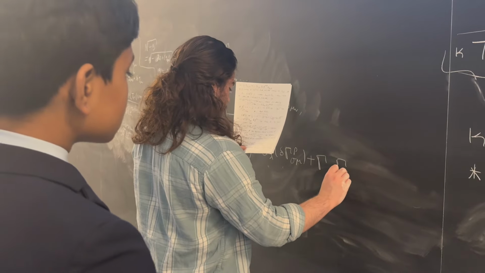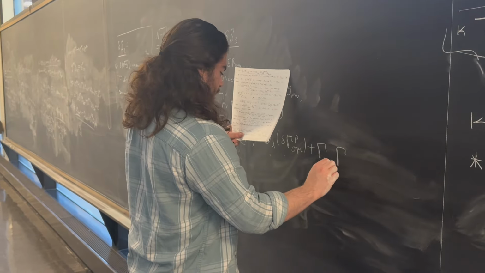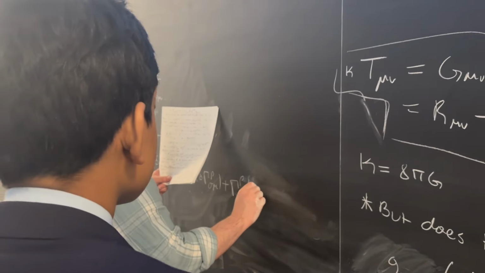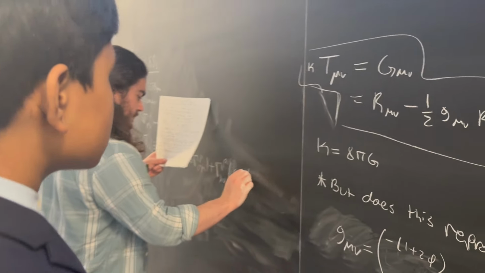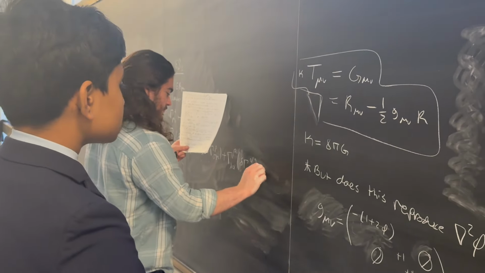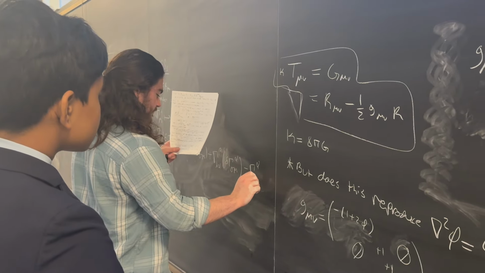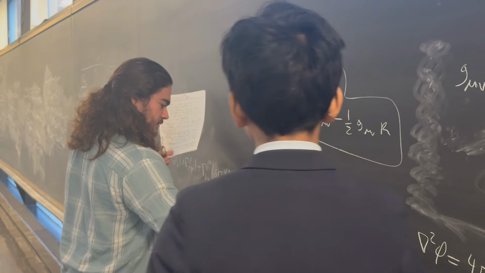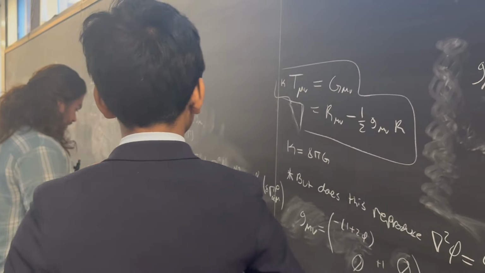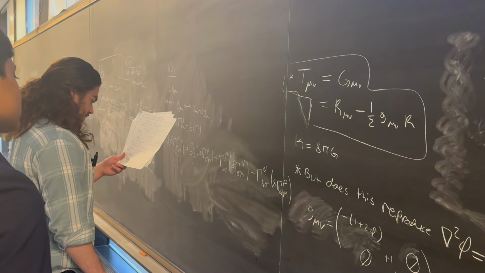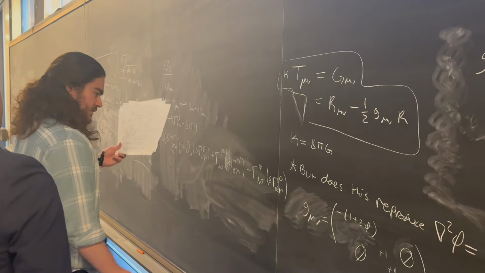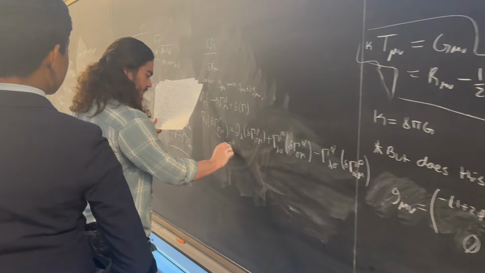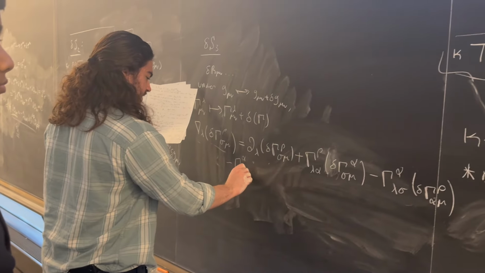So we would have plus two, plus a Christoffel symbol times variation here, minus same deal, different indices, and then I believe we subtract off one more to permute through all indices when we take this variation.